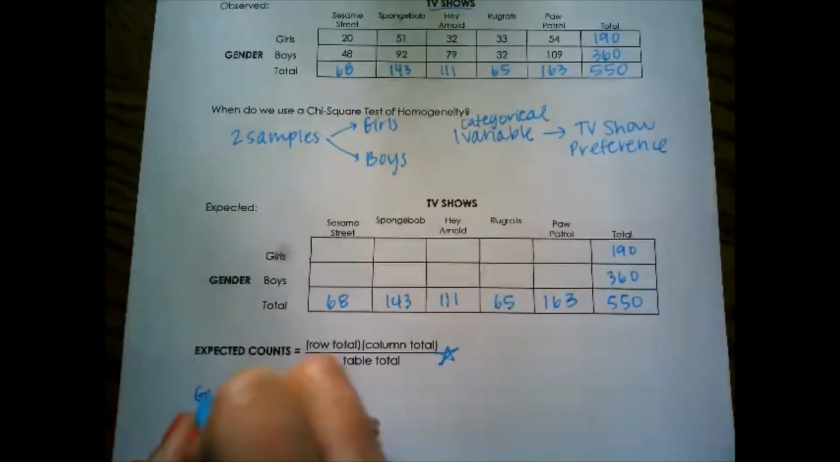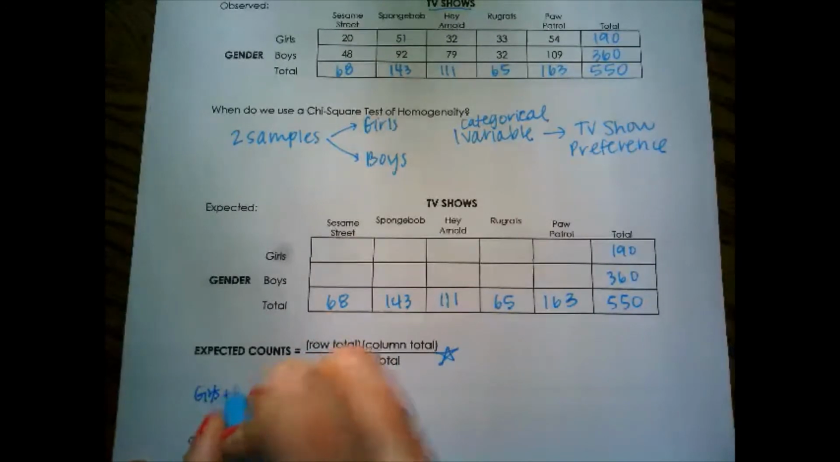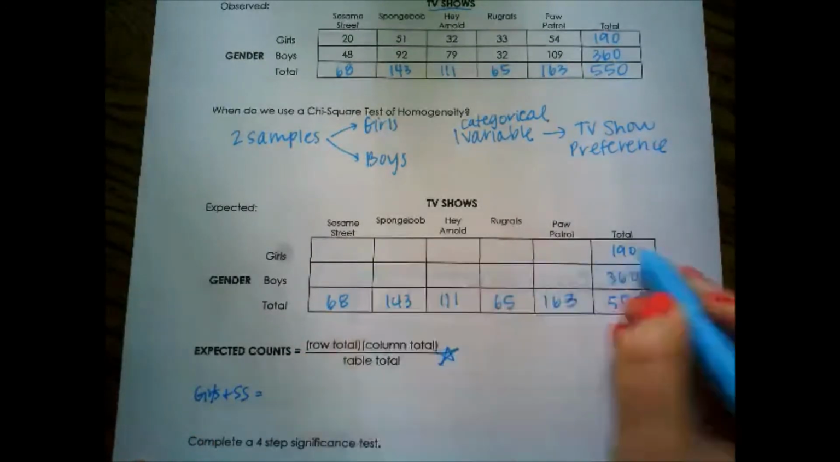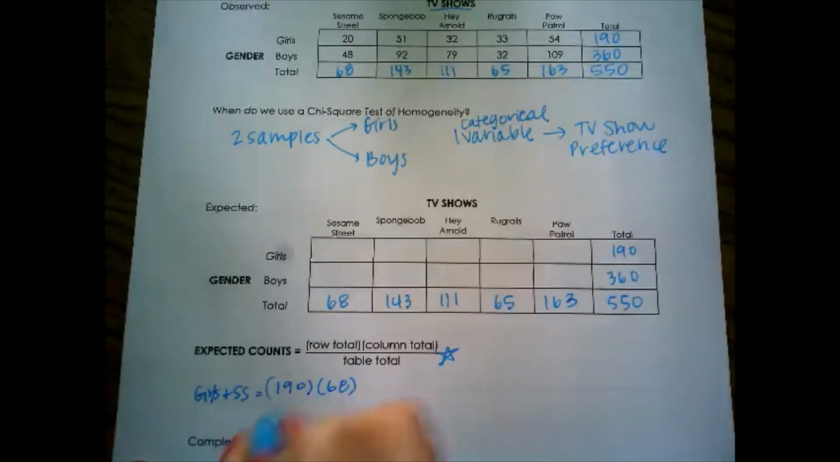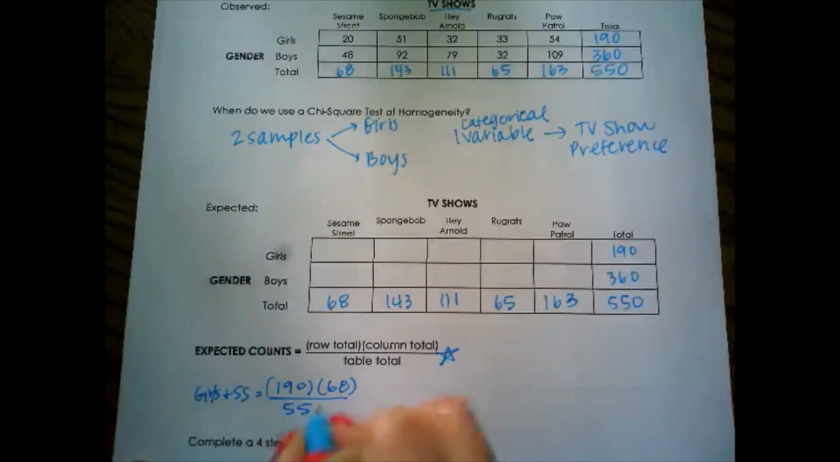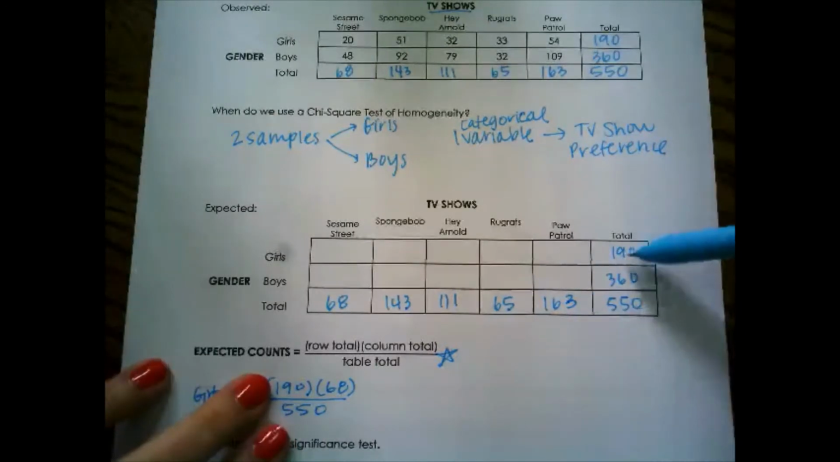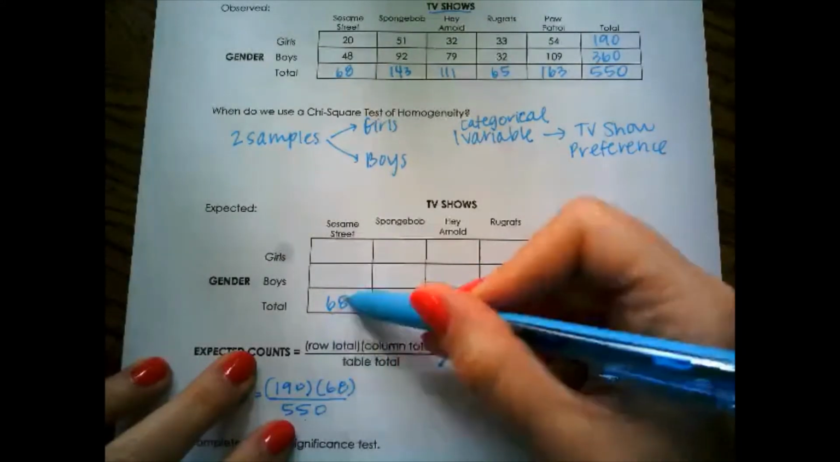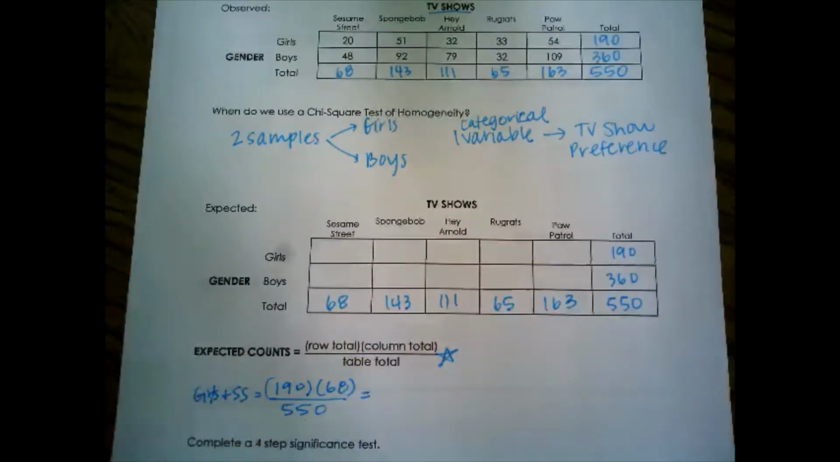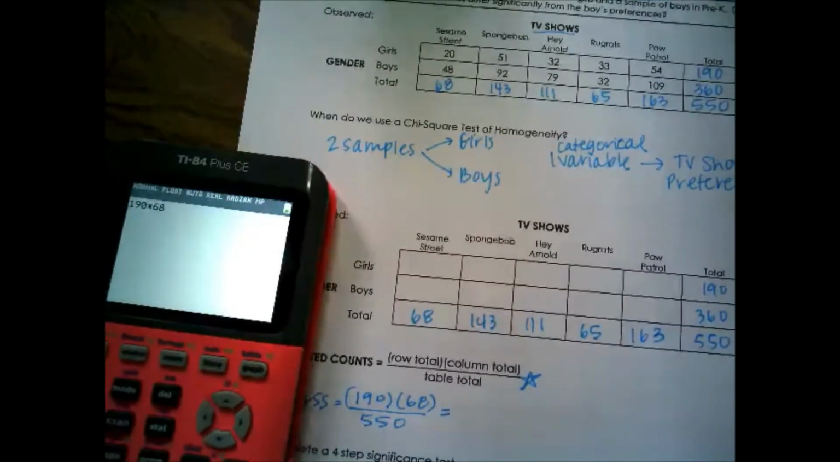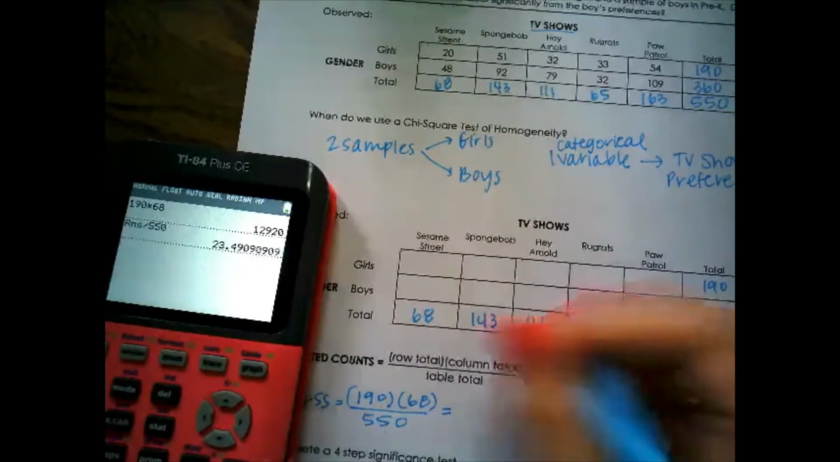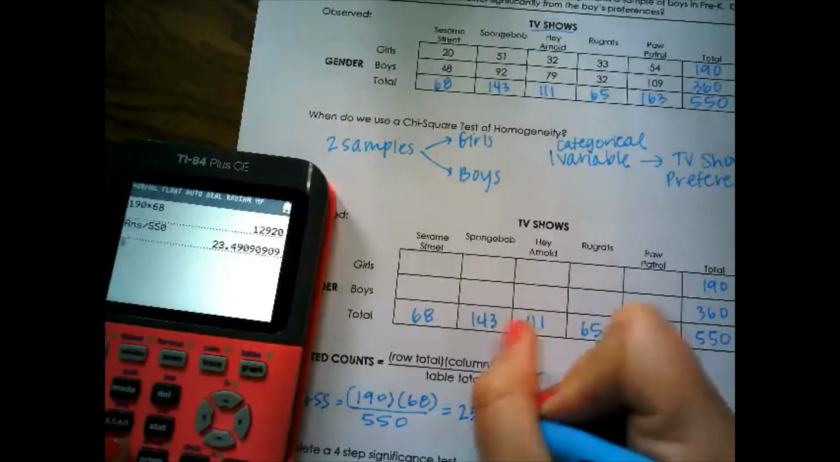So, to do that, I'm just going to find girls who like Sesame Street. So I'm going to do the row total times the column total over the table total. And again, what it's really doing is taking this ratio and multiplying it by this to see how many we would expect. So 190 times 68 divided by 550. So we get approximately 23.5.